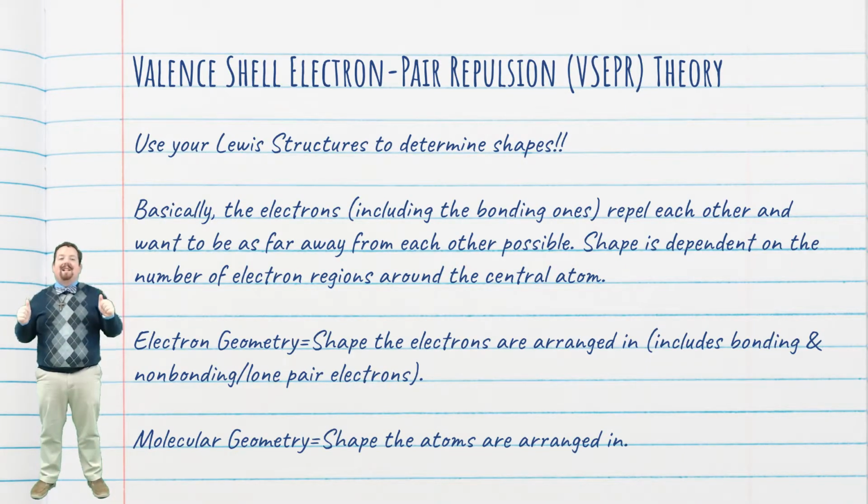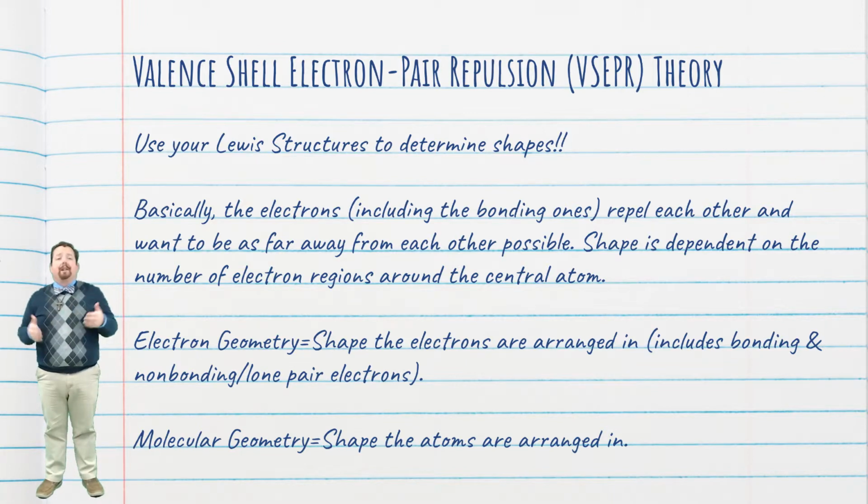Okay, only 4 slides left. You can do it. Now that we know how to draw Lewis structures, we can use those to determine the shapes of our molecules. The shape of a molecule is largely based on the valence shell electron pair repulsion theory, or the VSEPR theory. Basically, electrons are all negatively charged, and like charges repel each other, so electrons don't like each other. Those electron pairs, both the lone pairs and the bonding pairs around your central atom, are going to repel each other and fit into a shape that gets them the maximum distance away from each other as they could be.